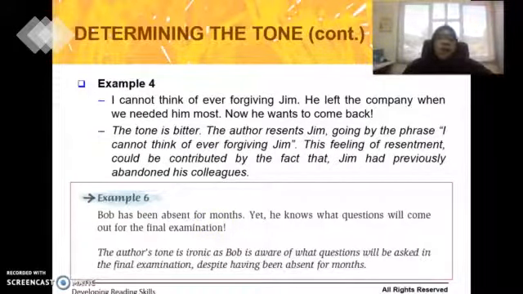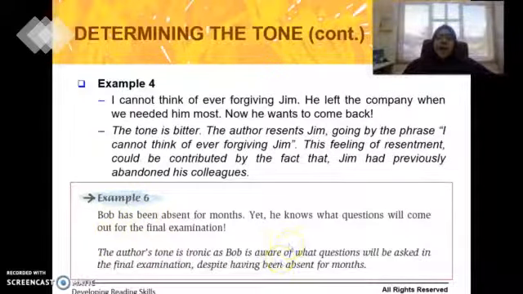"I cannot think of ever forgiving Jim" means that maybe Jim made bad mistakes, and the feeling is resentment. It could be contributed by the fact that Jim had previously abandoned his colleagues. So the tone is subjective. Bitter is under subjective tone. All right, we go to the next example.